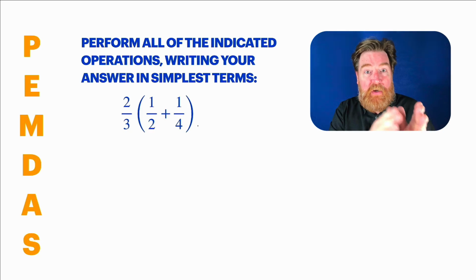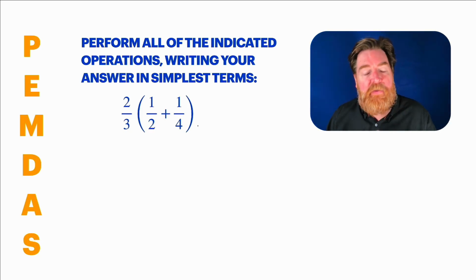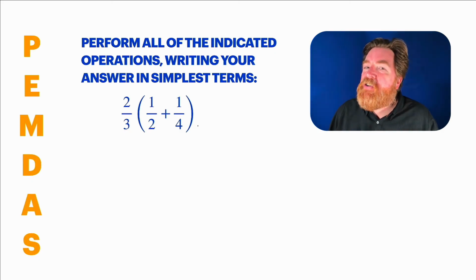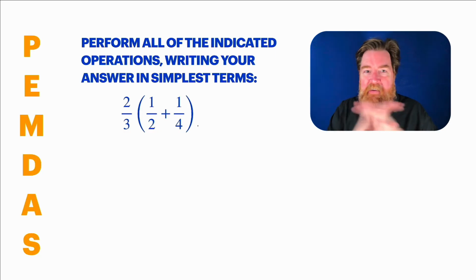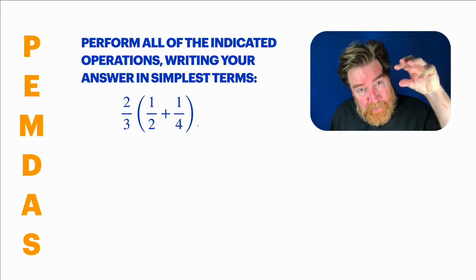Sometimes if we have two numbers side by side with a set of parentheses around one of them or both of them, that means multiplication too. Okay? So mathematicians, we tend to write as little as possible. So there it's understood that that's multiplication. Okay, so let's use our order of operations.